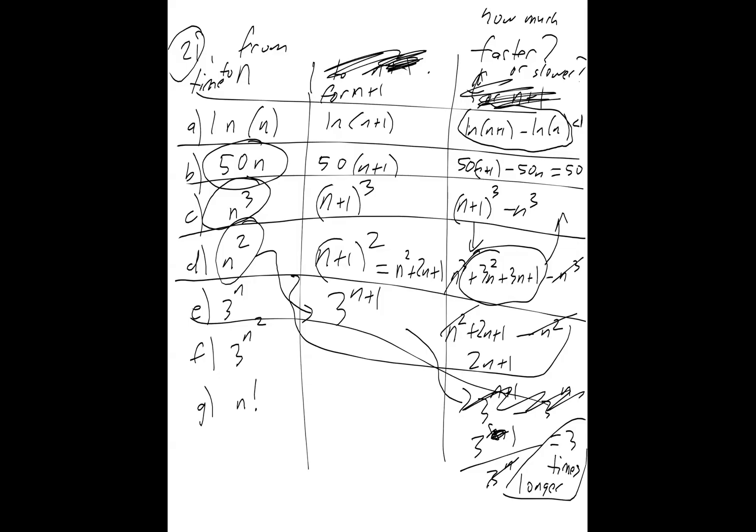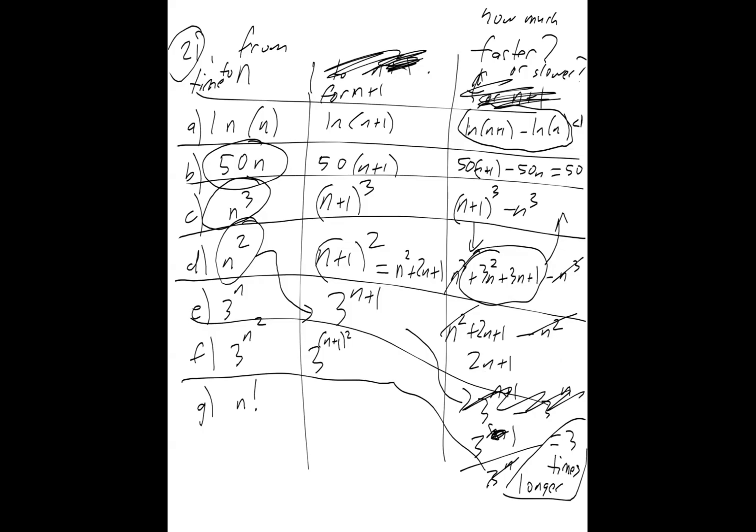So let's look at the next one, 3 to the n squared. How much time does it take to run the algorithm on n plus 1 data points if it has a speed of 3 to the n squared? Sorry, I need to erase some of these lines. There we go. How much time would it take? It'd take 3 to the power of n plus 1 squared, right?